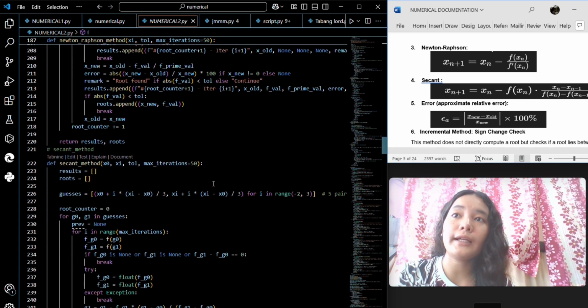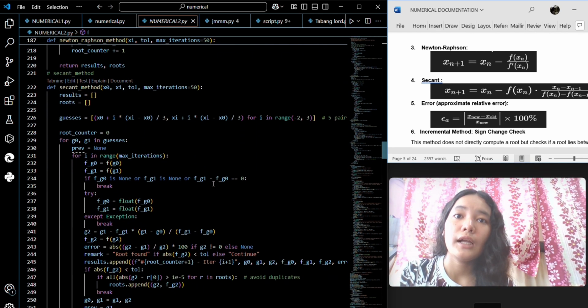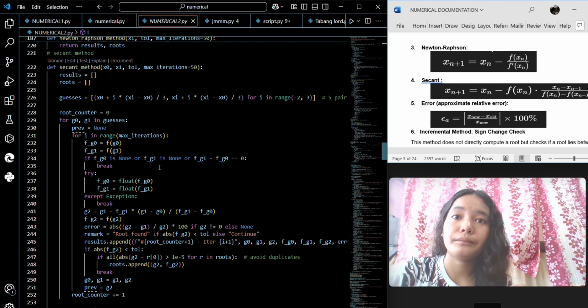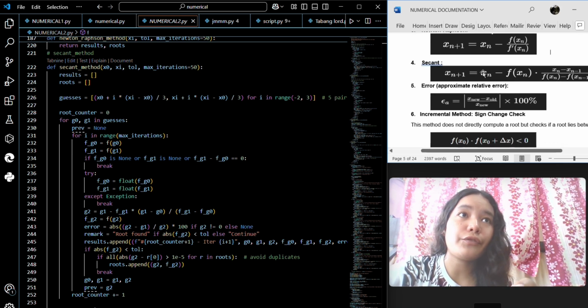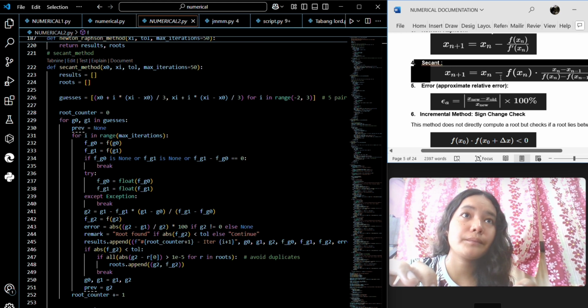Then, now the secant method. The secant method is similar to Newton-Raphson, but does not require a derivative. It uses initial guesses x0 and x1, and updates using this formula.